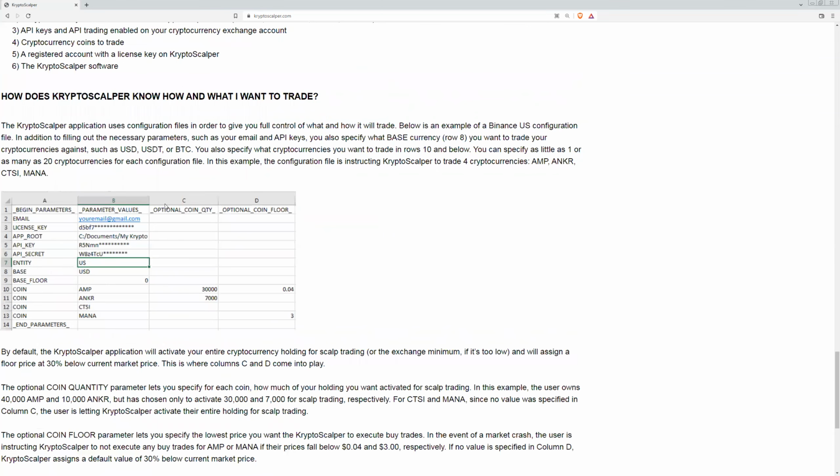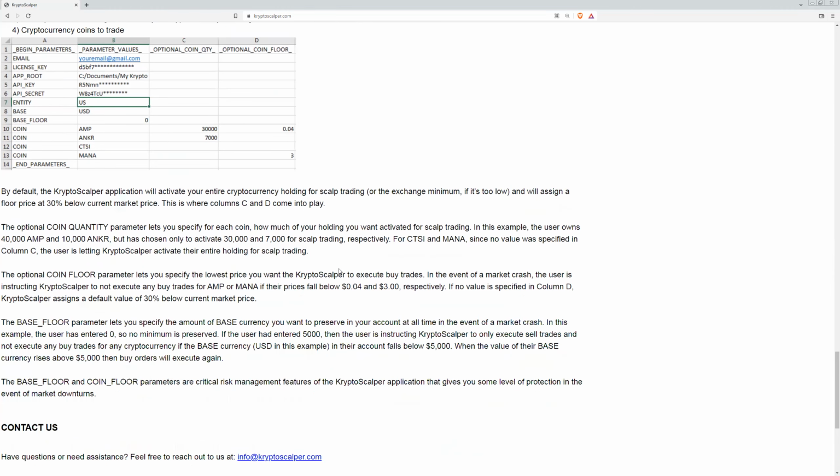And lastly, I want to talk about the configuration files. KryptoScalper knows how much and what you want to trade by using configuration files. Here is an example of a config file where a user is telling KryptoScalper, hey, trade AMP, Anchor, CTSI, and Mana. And they're also specifying how much or how little to trade on those coins. It's with these config files that you have total control on the app to tell it which coins to trade, which not to trade, and how much or how little of it to trade.